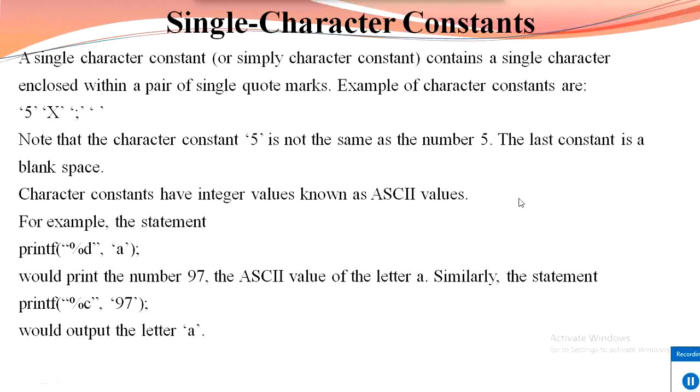Next, single character constant. A single character constant contains a single character enclosed within a pair of single quote marks. For example, character constants are '5', 'x' in single quotes, and so on. In ASCII values, for example, if you write the statement printf("%d", 'a') in single quote, then it would print the number 97, because 97 is reserved for this a, or if we write 97 in this bracket, then we'll get a.